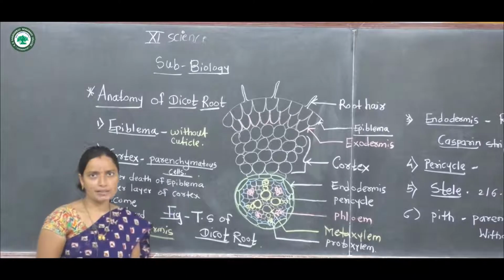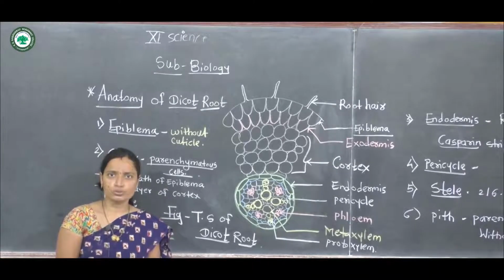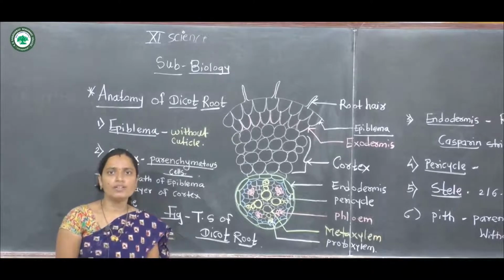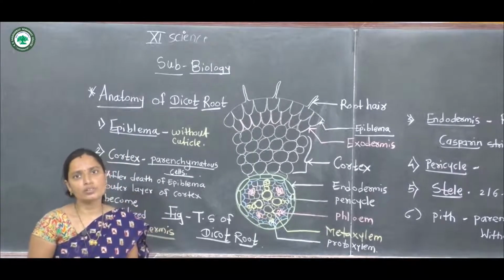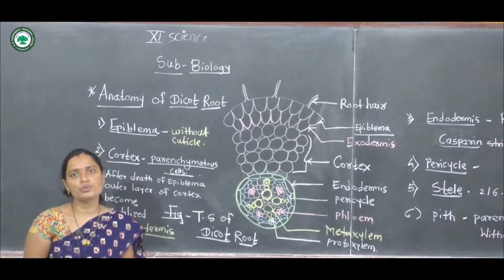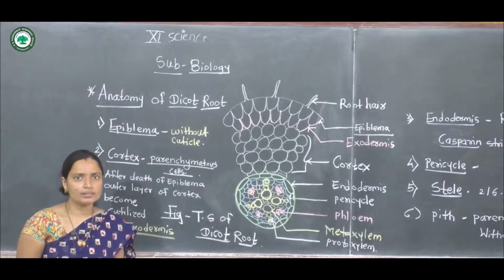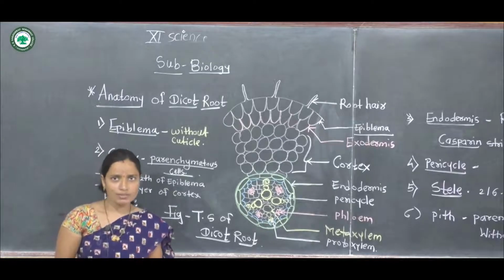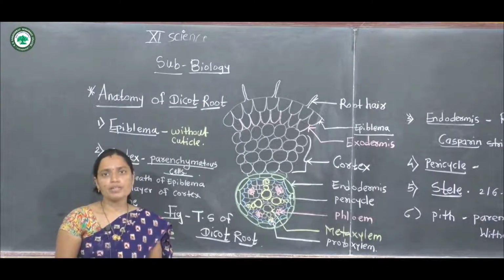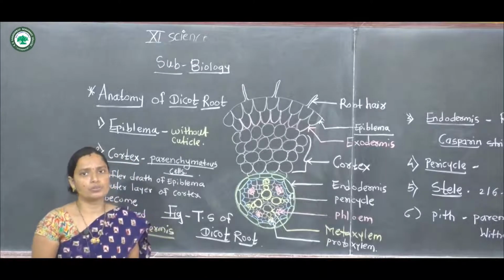You know parenchyma. Parenchyma is one of the important tissues, a simple permanent tissue found in the cortex region, and its important function is the storage of food material. The parenchyma cells are oval or hexagonal in shape, and they are found in the cortex region of the root.